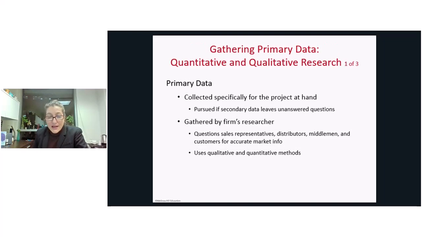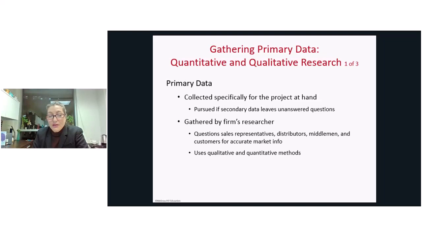Now, if we seek out secondary data and we find that it's not credible or it's not what we need, we'll move on to collecting primary data. So while secondary data is data that has been gathered by maybe someone else for a different purpose, but you can access it, primary data is collected specifically for your project. And if the secondary data doesn't do the job, we move on to the primary data. So it's typically gathered by the firm's researcher, or it may well be outsourced with a brief.